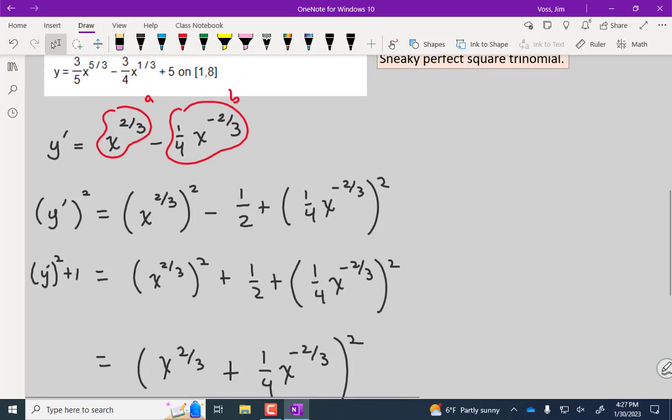And now we can do s. So the arc length is s. That's going to be the integral from 1 to 8 of that squared. Or, excuse me, of that square rooted. And if we take the square root of that, we get x to the 2/3 plus 1/4 x to the minus 2/3 dx. You would be adding. Right? The original function.